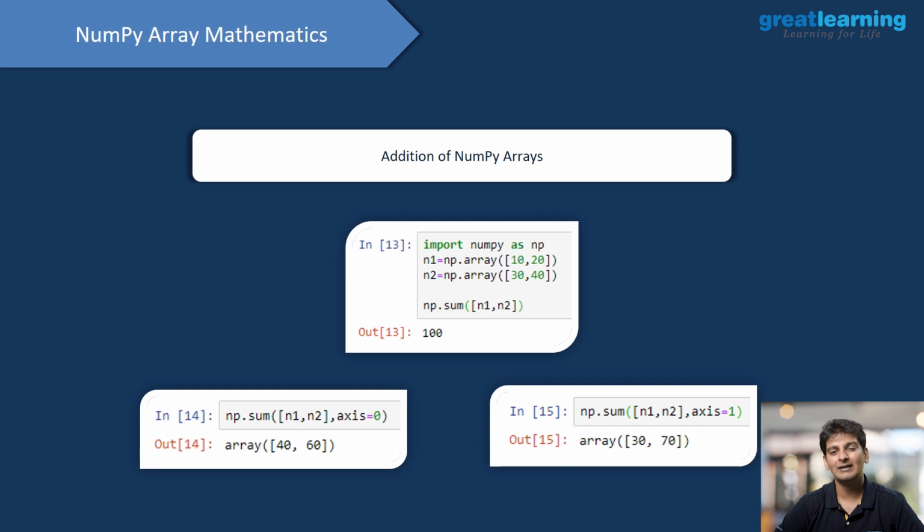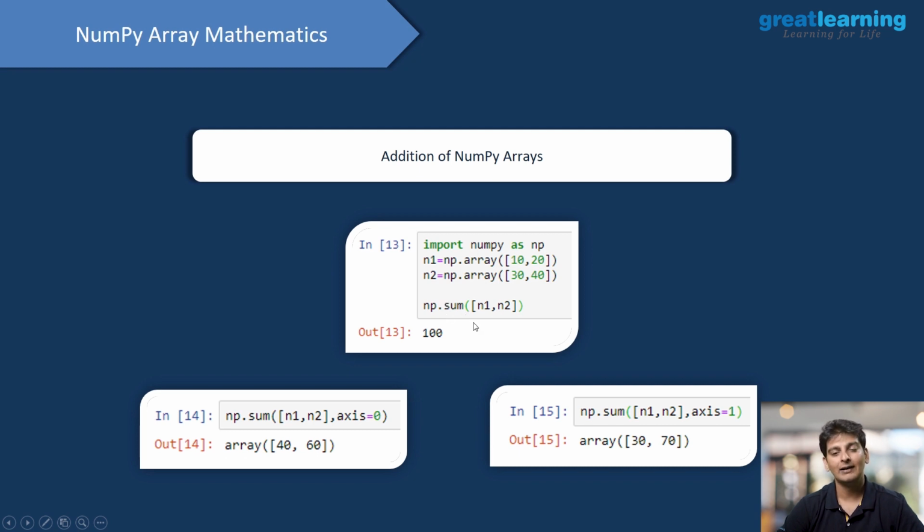So we'll look at some basic addition operations. To add two NumPy arrays, we will just use the sum function from the NumPy package. Over here, I am creating two NumPy arrays, n1 and n2. And when I use the sum method, I'll pass in n1 and n2 as a list, right? So this will add all of these individual elements from both of these NumPy arrays. So when you add 40, 30, 20, and 10, it will give you a complete value of 100.